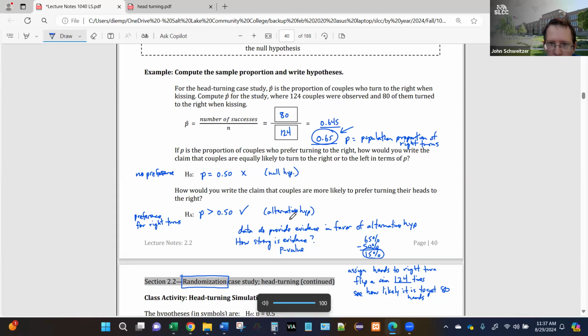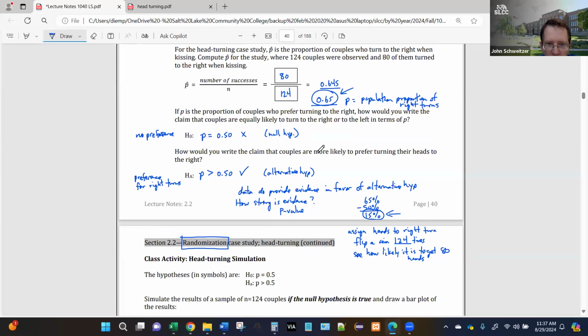Okay, and then we notice that 65% is about 15% more than 50%. And I asked you guys if that's strong evidence. Do you think that's weak evidence? Do you think it's extremely strong evidence? Or is it somewhat convincing? And I think most of you guys said it was somewhat convincing, but you weren't really super convinced, right?